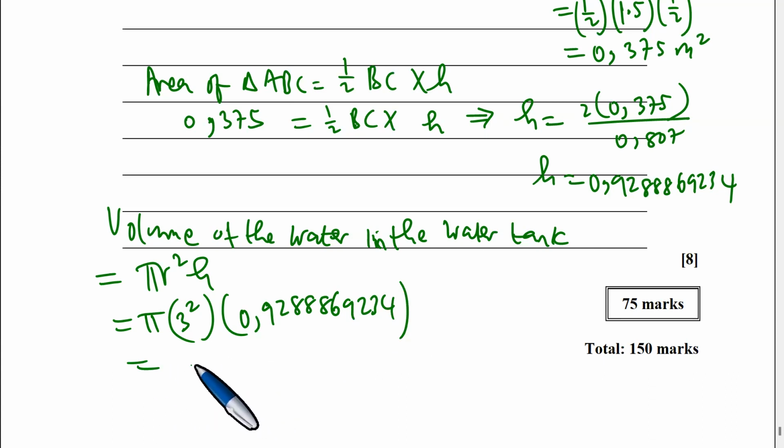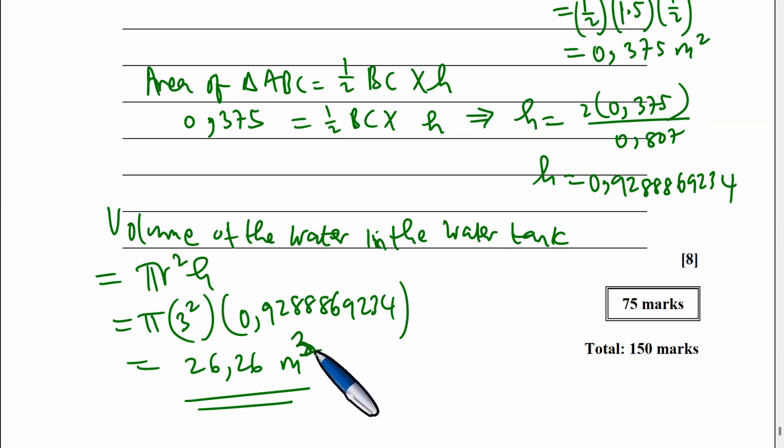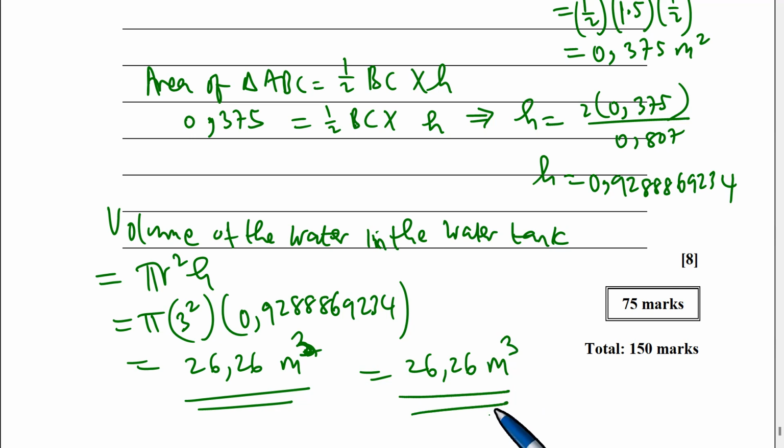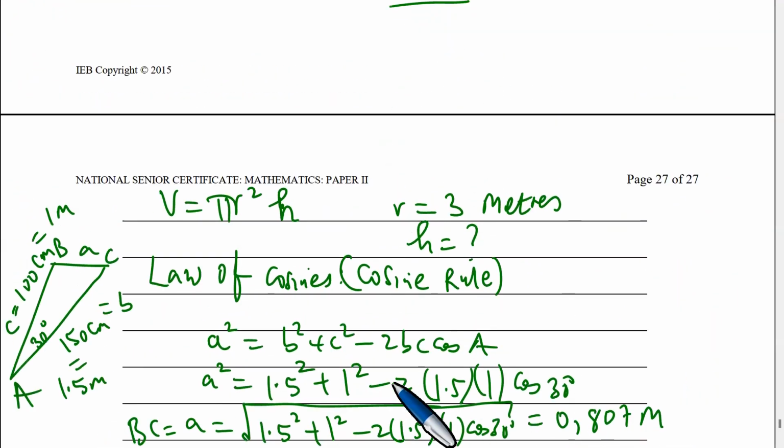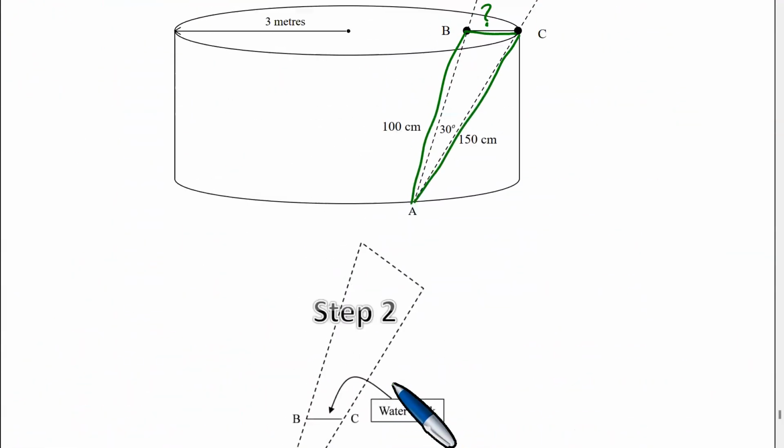You have this one, which is exactly 26.26 cubic meters, because it's volume. Cubic units because it's volume, cubic meters there. So obviously the answer we're actually saying is 26.26 cubic meters. So that is the volume of the water in the tank there. And that is what the examiner wanted in this last question in the exam.